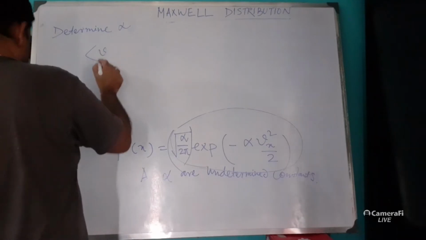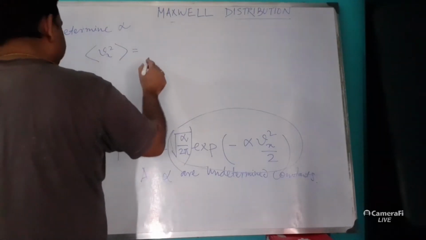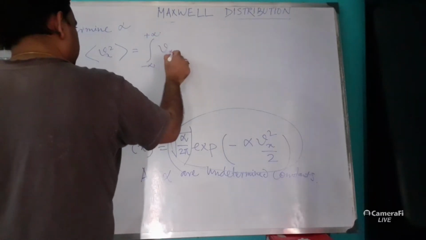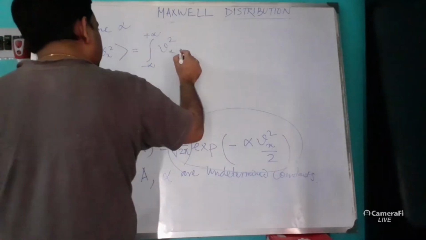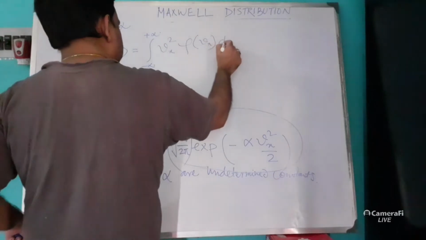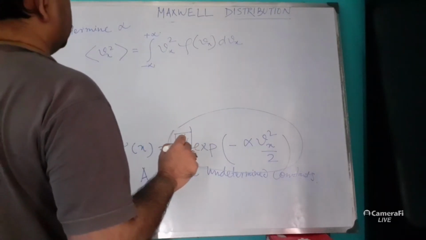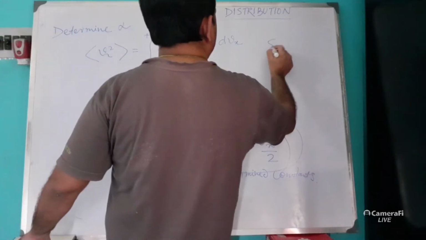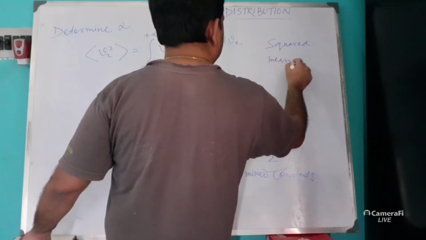Since we know <Vx²> is equal to the integral from minus infinity to plus infinity of Vx² φ(Vx) dx, this expression is called the squared mean.